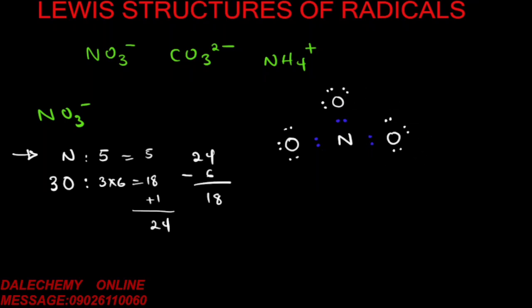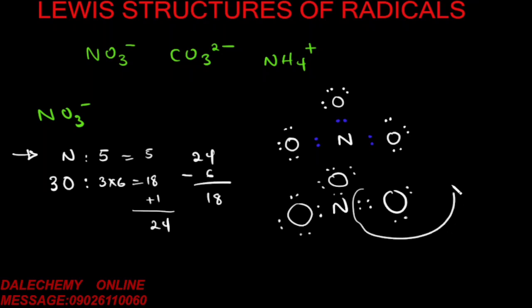The next thing is to check for nitrogen. Of course, nitrogen has not completed its shell. So it means that we have to move a pair of electrons from the one that has completed its shell. If you move from this oxygen to form a bond here, we're going to have a double bond in that place. So we're going to have oxygen, nitrogen, oxygen, and we have moved one pair, so this oxygen is remaining with just 2 electrons here. For this oxygen, it has completed its shell, and for the nitrogen, it has completed its shell.